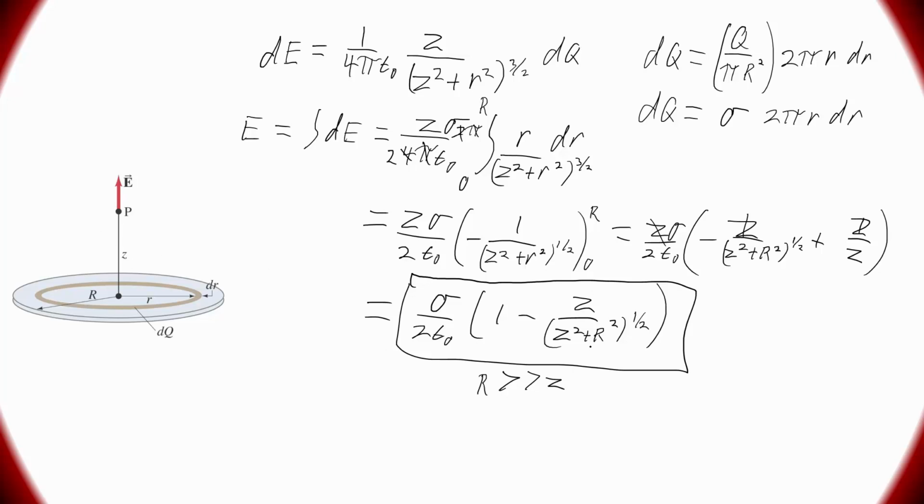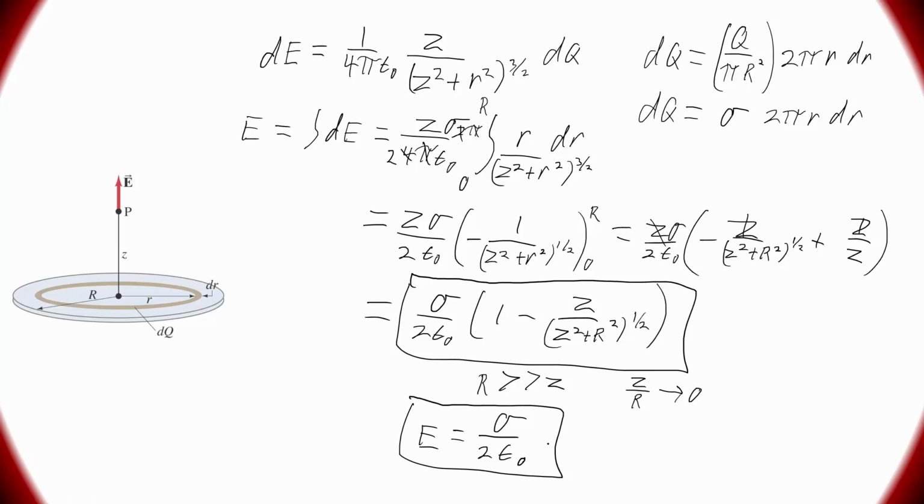So if that's the case, then this z squared becomes insignificant because the r squared is much larger. So you end up with this term being z over r because you had r squared square rooted. And again, r is much larger than z, so this thing approaches 0. So you end up with just this term. So in the case that r is much, much larger than z, you get an electric field that is just equal to sigma over 2 epsilon naught. And this is a very important solution that we're going to use quite a bit.